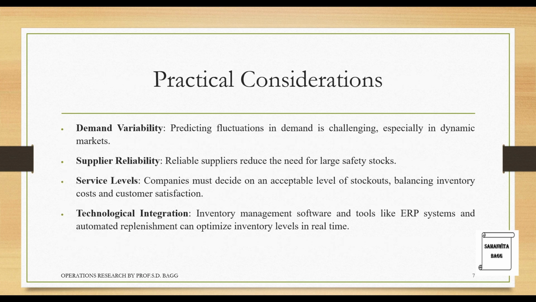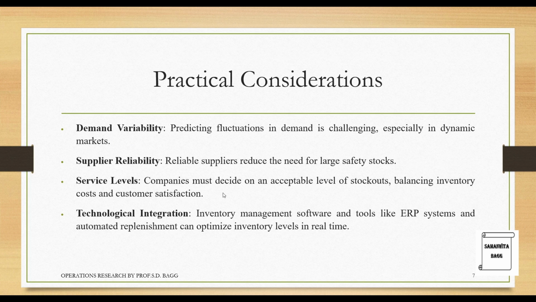Practical considerations. Demand variability: predicting fluctuations in demand is challenging, especially in dynamic markets. Supplier reliability: reliable suppliers reduce the need for large safety stocks. Suppose you have suppliers who are very reliable, then you don't have to keep too much stock with you. As and when you place the order, they will send you the material, so your inventory charges are going to reduce. Demand variability is where you do not know what the demand will be next. So if there is no proper prediction of this demand, then you will have to take care of the inventory accordingly and keep some buffer stock with you. This is called a dynamic market where you will have to look at the market and accordingly decide what your demand and sale will be.